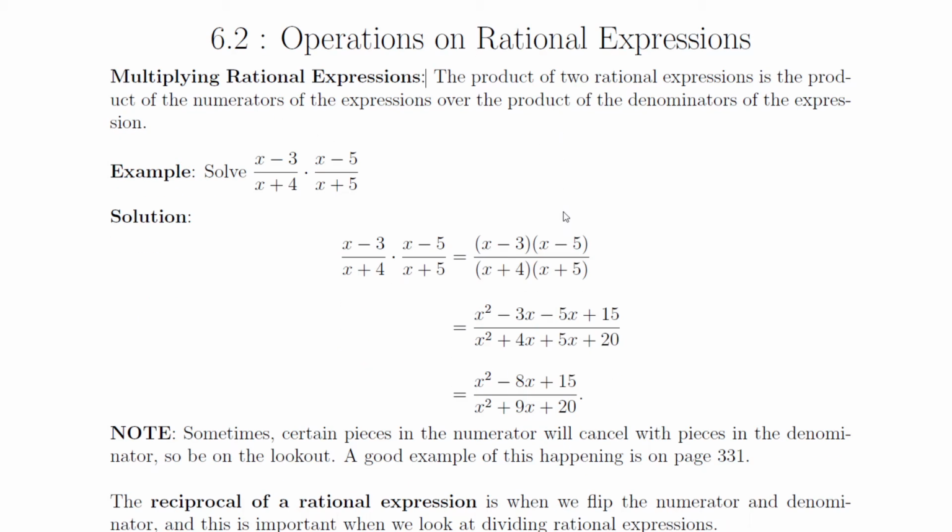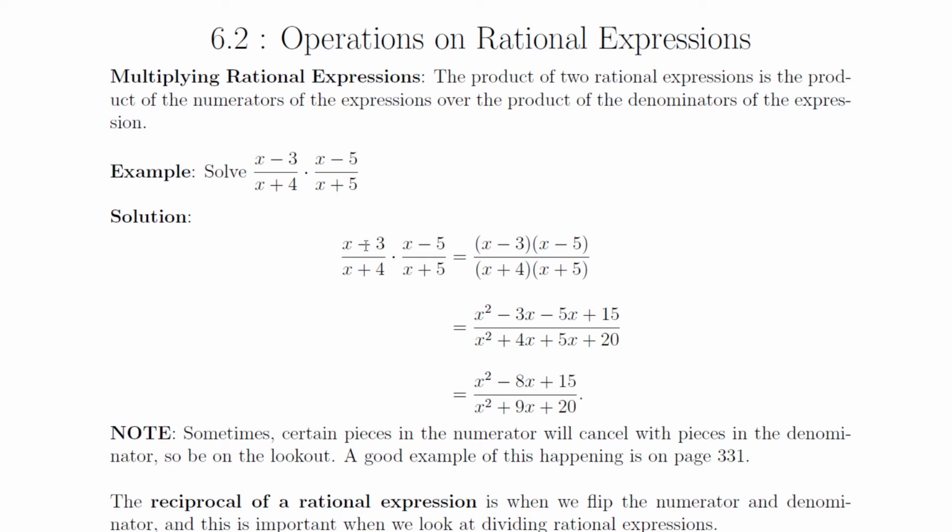All right, let's go ahead. The product of two rational expressions is the product of the numerators and the product of the denominators. Basically what this is saying is if you've got one thing multiplying another thing, multiply across. That's it. Literally, it's pretty much all it is.